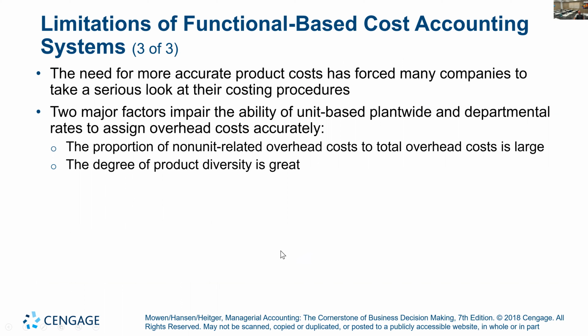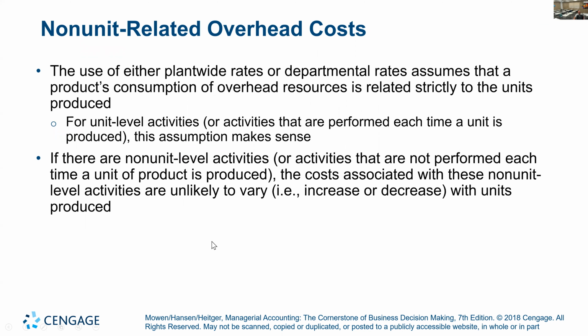The 2 major factors here are non-unit related overhead, as we're going to see in a little bit. There are overhead costs that you can relate kind of directly to the unit, and then there's kind of factory-wide overhead, or stuff that doesn't happen to every unit and just depends on other things. And when the product diversity is great, if you're trying to do everything off machine hours, it doesn't take into account moving the product around, storing the product, inspecting the product. All these different things may take different amounts of time and cost for different types of products.